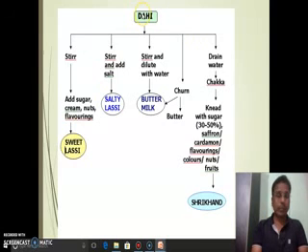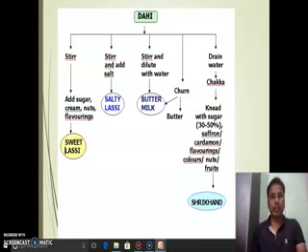So after writing the flow diagram of dahi, then chakka, and after the chakka, sugar is added, saffron is added, and the product obtained is srikhand. So this is all about the fermented dairy products.